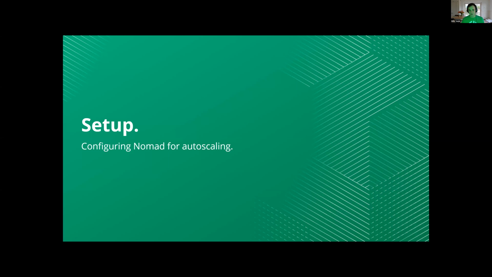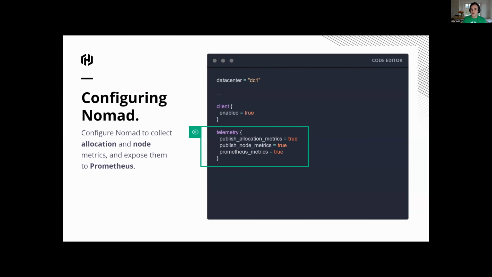So how does this work? How do we configure Nomad to start using autoscaling? The changes that we have to make to Nomad itself are very minimal, and you might already have these enabled. We want to be sure that we are publishing allocation metrics, so we set that to true. We set node metrics to true. And then we want the format of our metrics to be Prometheus metrics, so that we can create advanced queries to query these metrics.